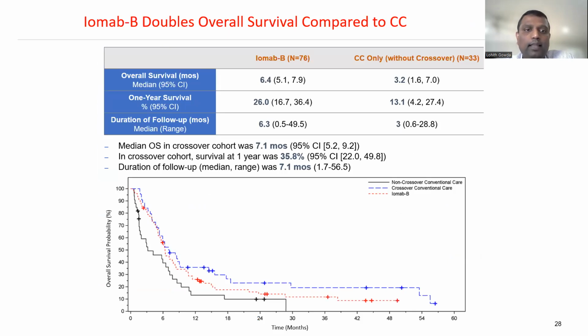And these are the survival curves. The overall survival was doubled with the IMAB arm. It was 6.4 months compared to 3.2 months. One-year survival was almost doubled, 26% versus 13%. And again, the median overall survival in the crossover cohort, as shown in the blue line, was about 7.1 months, and the survival there was about 35.8%.